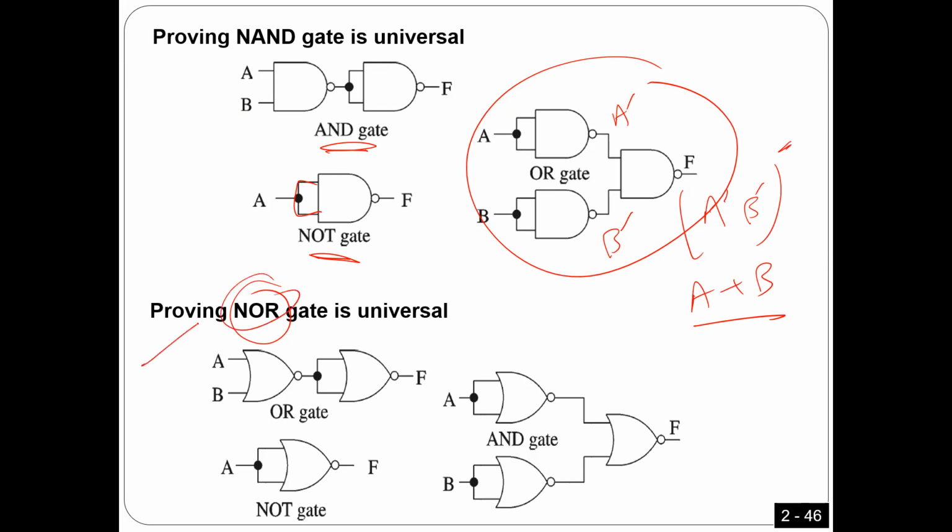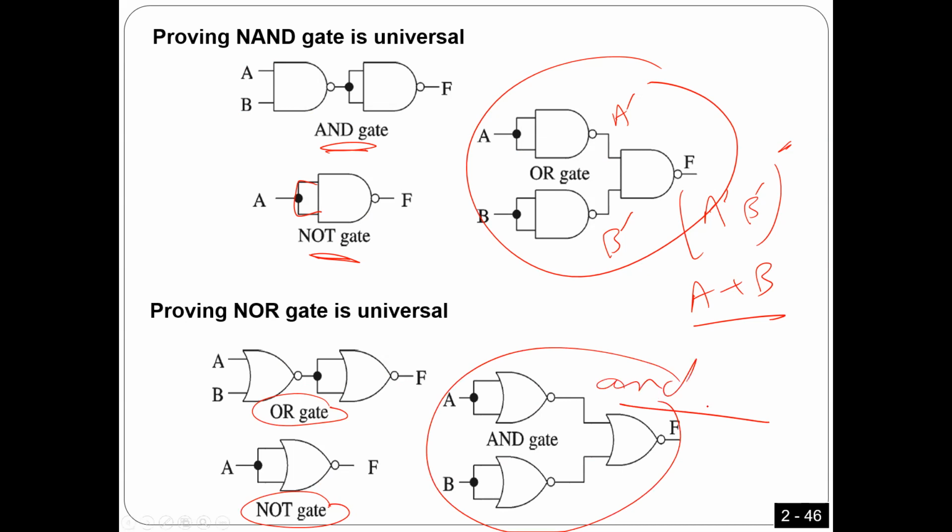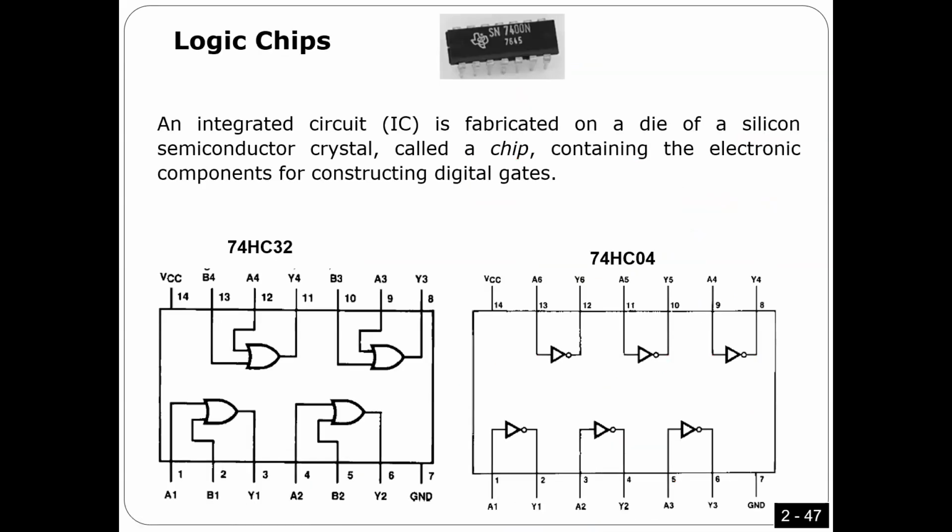Same thing for NOR, by the way. Using NOR, I can create the 3 gates, so I can make OR, I can make NOT, also I can make AND. And same thing, if you have a circuit, and this circuit has the 3 basic operations, I can create it using only NOR. Any questions?